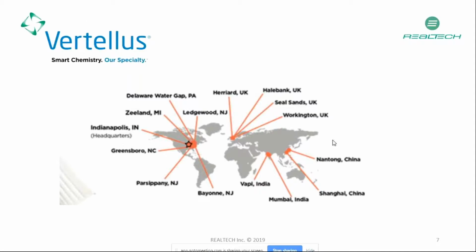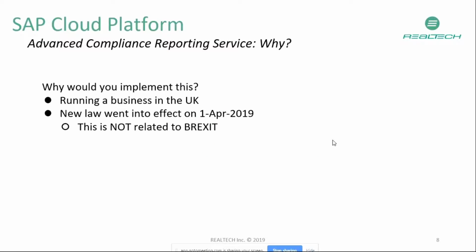So as you can see on this slide, they have a couple of locations in the UK, and that is basically what drove them to look at the SAP Cloud Platform, the advanced compliance reporting service, because as of April 1st of this year, the UK law went into effect that required organizations of a certain size to report their value-added tax, or VAT, electronically.